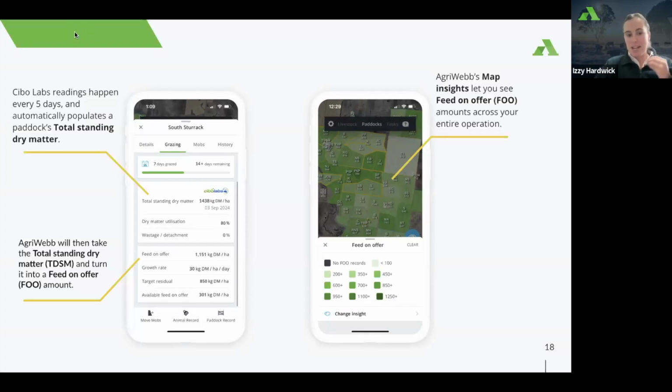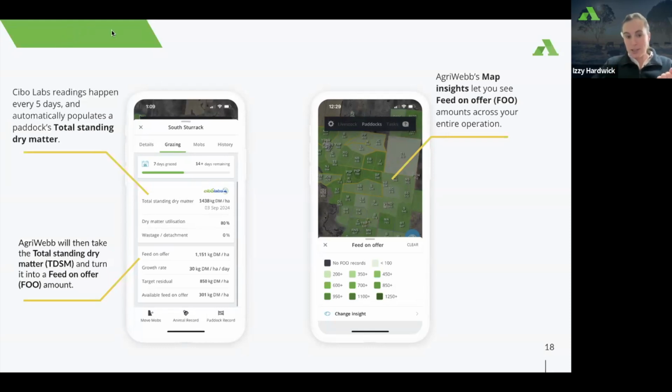We have the dry matter utilization and the wastage and detachment records available in AgriWebb, and essentially you can apply, for example, that 80% reading of utilization to your total standing dry matter, and AgriWebb helps calculate a little bit of that maths for you, to say that 80% of 1400 kilos, for example, is where we're coming through. You then can set your pasture growth rate.